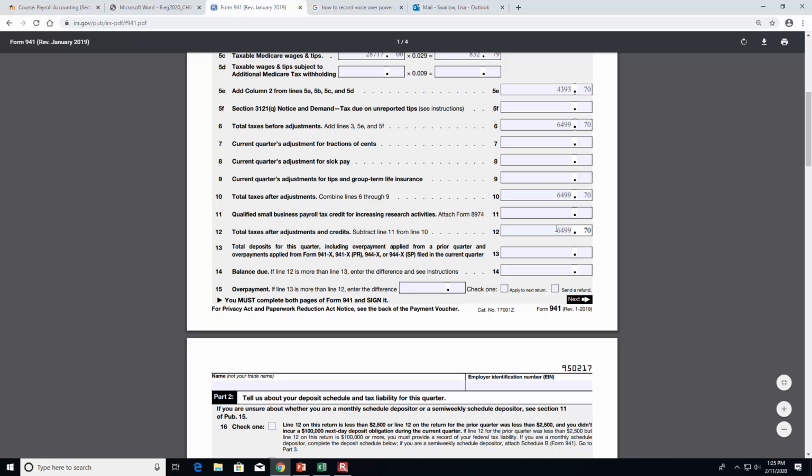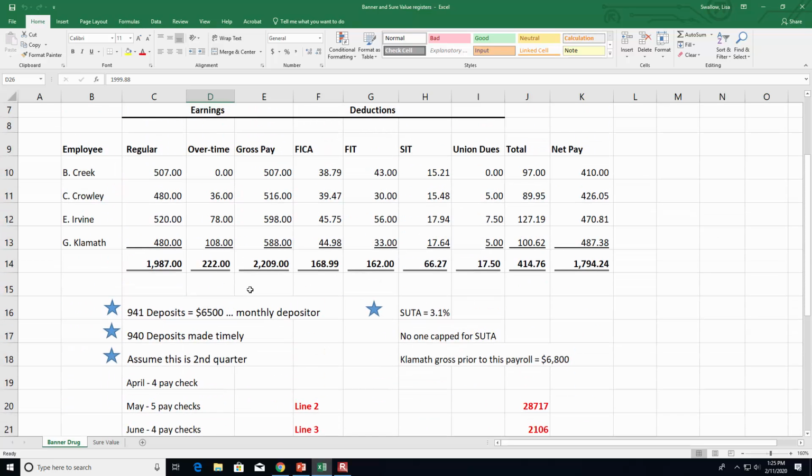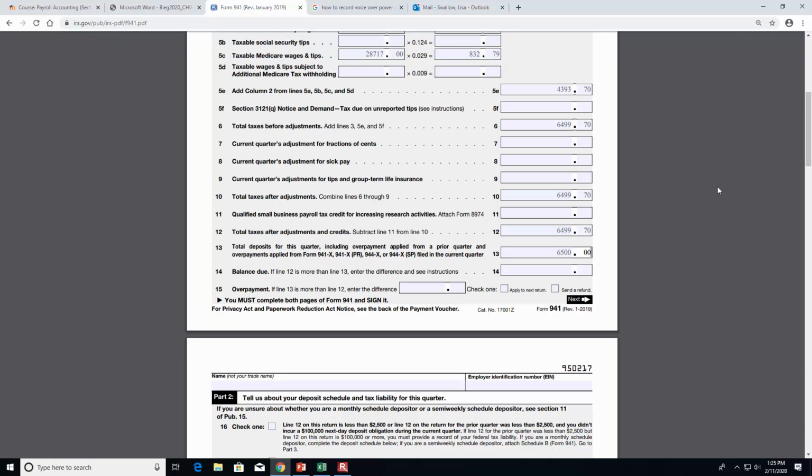Deposits. I've got to tell you the deposit somewhere. So I'm going to go back to the payroll register. And oh, look, right here. Payroll deposit, $6,500. And they're a monthly depositor. So it looks like Banner overpaid by how much? 30 cents.